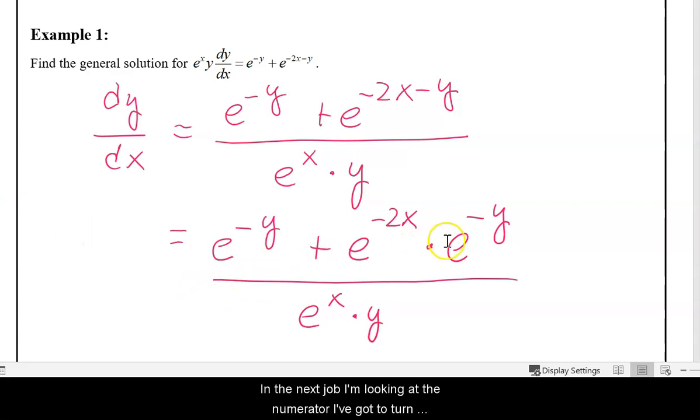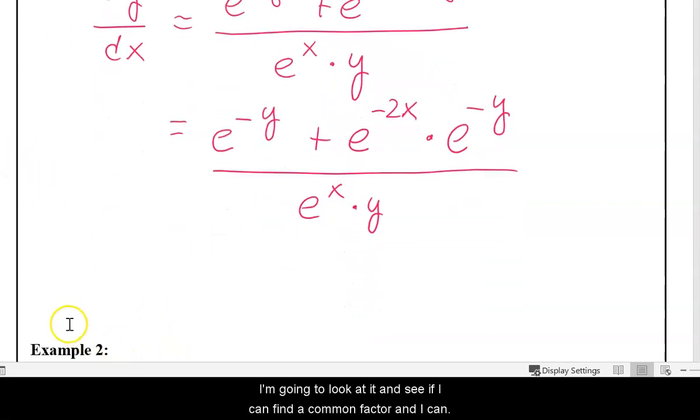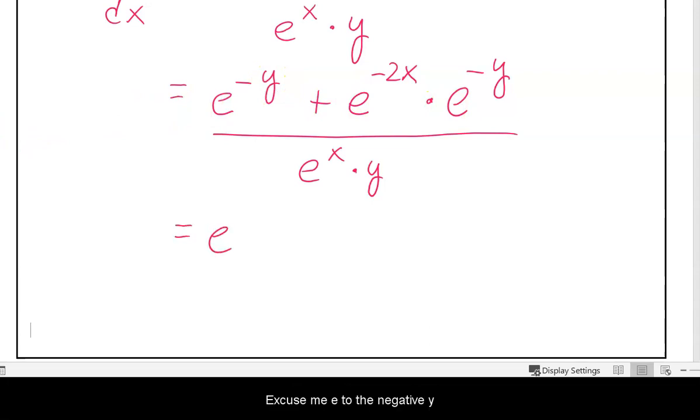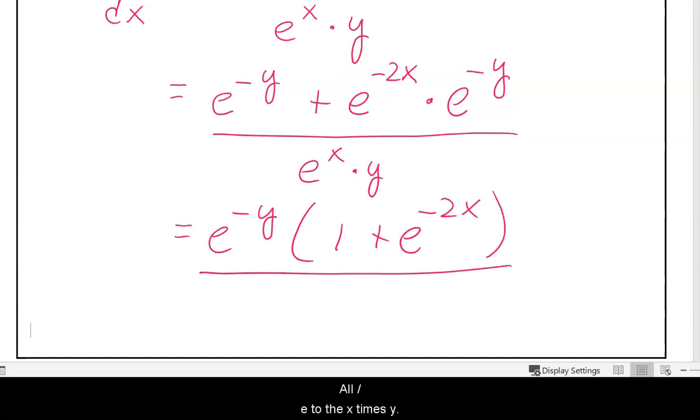In the next step, I'm looking at the numerator. I've got to turn this into things that are multiplied only. That means that addition has got to be buried inside of a factor, buried in parentheses. I'm going to look at it and see if I can find a common factor, and I can. I see that e to the negative y is present in both terms, so I'll factor that out. This gives me e to the negative y times 1 plus e to the negative 2x, all divided by e to the x times y.